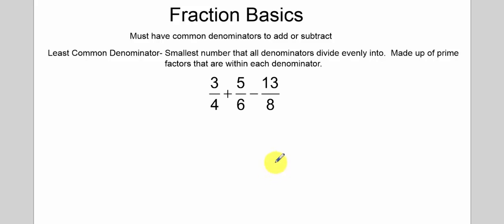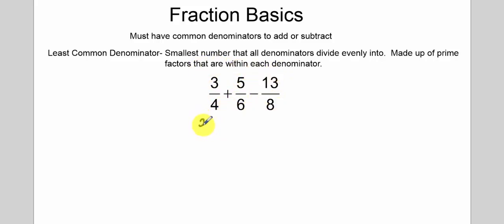So just some fraction review. We'll start with adding and subtracting, and we know we have to have common denominators, which means the bottom of this fraction has to have the same number across the board in order to be able to add or subtract. Now, in order to do this, we need the prime factorizations of each of these three numbers.